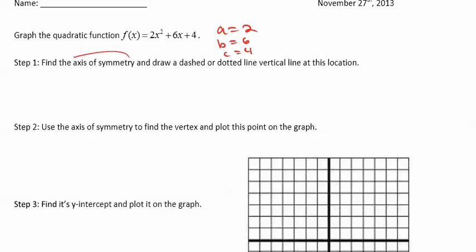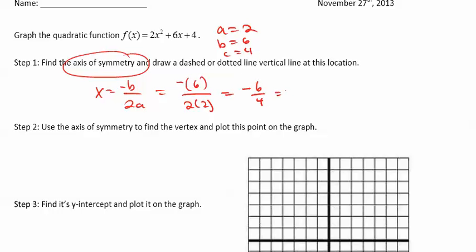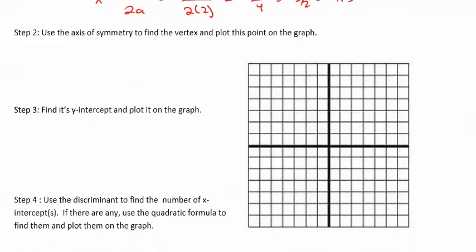So I'm going to use my axis of symmetry. x equals -b, all divided by 2 times a. And so that's equal to -6, all divided by 2 times 2. And so that's going to be -6 over 4. And we can reduce that to -3/2, which is -1.5. So I can go ahead and plot my axis of symmetry at -1.5. So that would be right smack in the middle of 1 and 2.